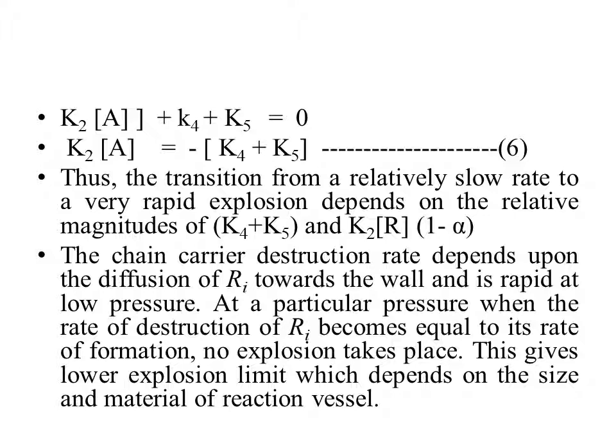Thus the transition from a relatively slow rate to a very rapid explosion depends on the relative magnitudes of K4 plus K5 and K2 R into 1 minus alpha. The chain carrier destruction rate depends upon the diffusion of Ri towards the wall and is rapid at low pressure.